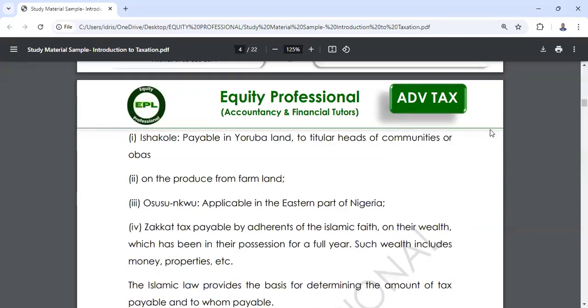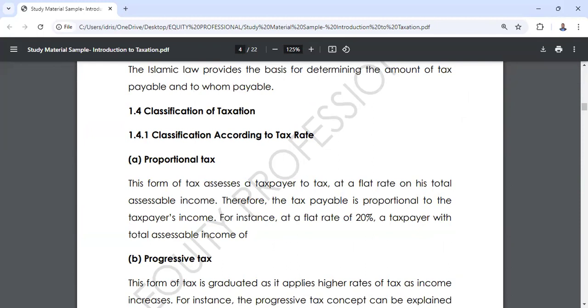Classification according to tax rate. Number 3, the type of tax according to tax rate is the proportional tax system. What do we understand by proportional tax system? A proportional tax system is a tax system where the tax rate remains the same despite changes in income level. Either your income increases or your income decreases, you are still going to pay the same rate of tax.